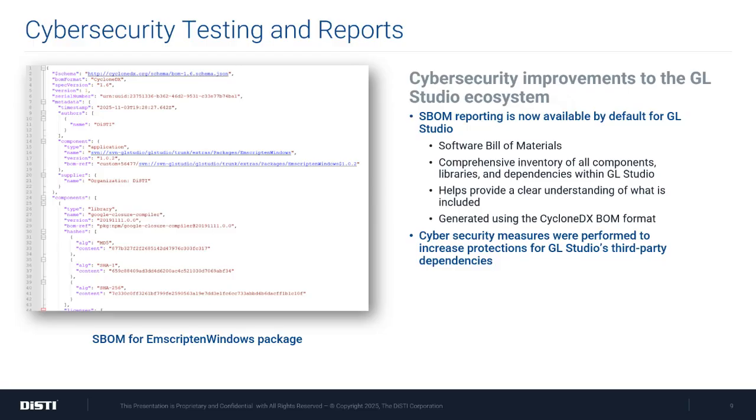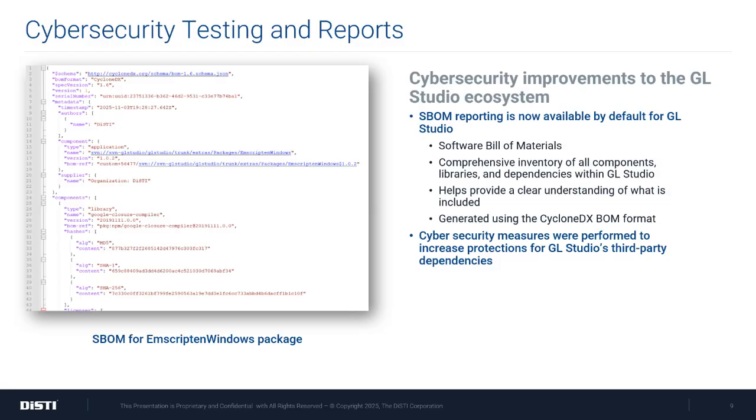As an example, the image on this slide is the SBOM that has been generated for the Emscripten Windows package. In the SBOM, we can see details such as the version number, serial number, timestamp metadata, and dependencies, including any external libraries. For instance, we can see one of those library components listed here, which is the Google Closure compiler, which is used for Emscripten.